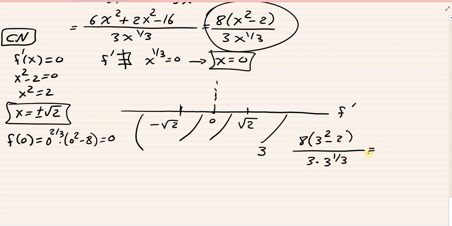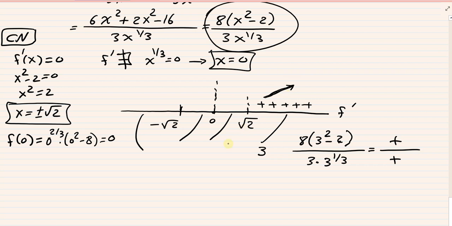Well, the denominator is positive. Remember, don't reach for the calculator. We don't care about the number itself. We only care about the sign. The first derivative test only looks at the sign of the first derivative. So we only need the sign out of this work. 3 squared is 9 minus 2, 7 by 8, 56. That's positive. So beyond root 2, the slope of the tangent is positive, means the function is an increasing function, right?